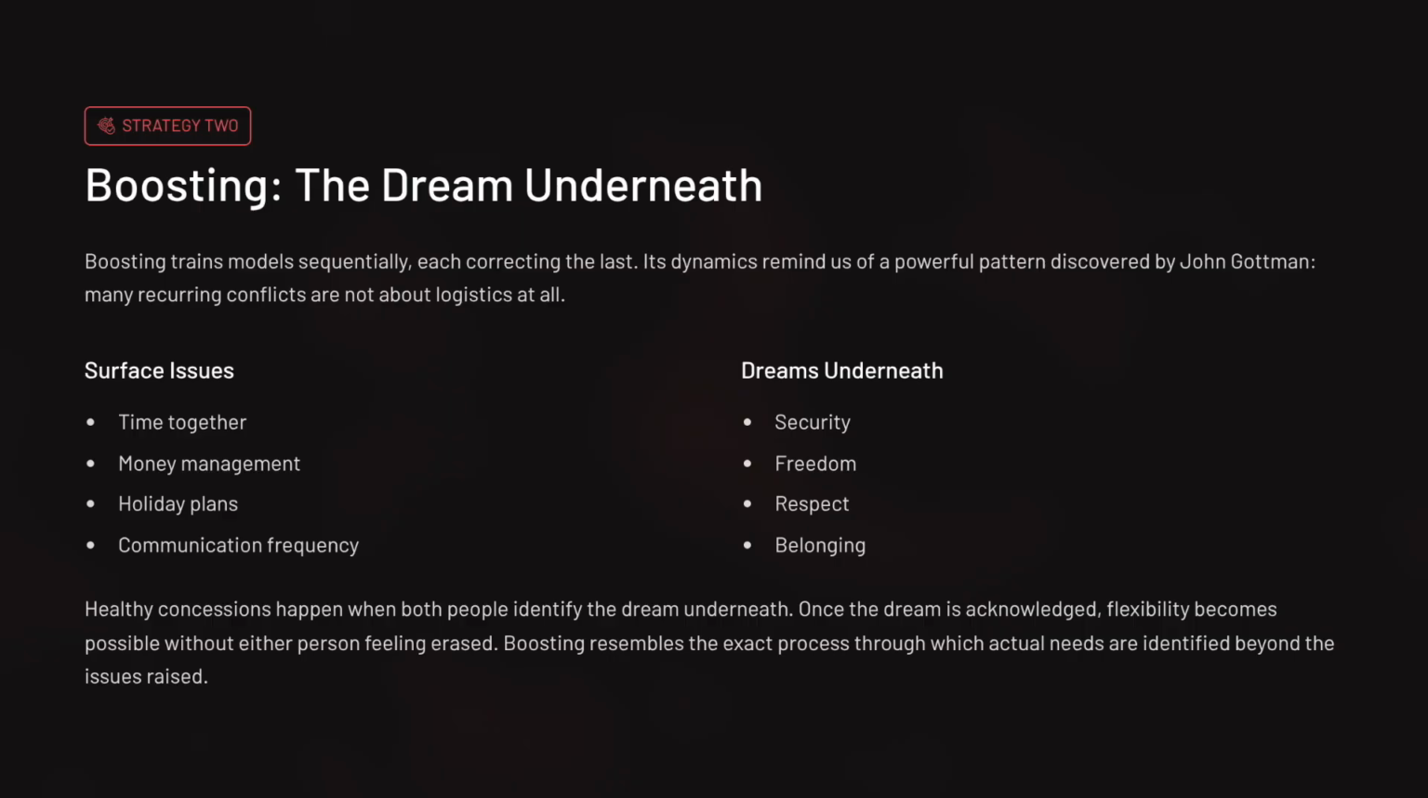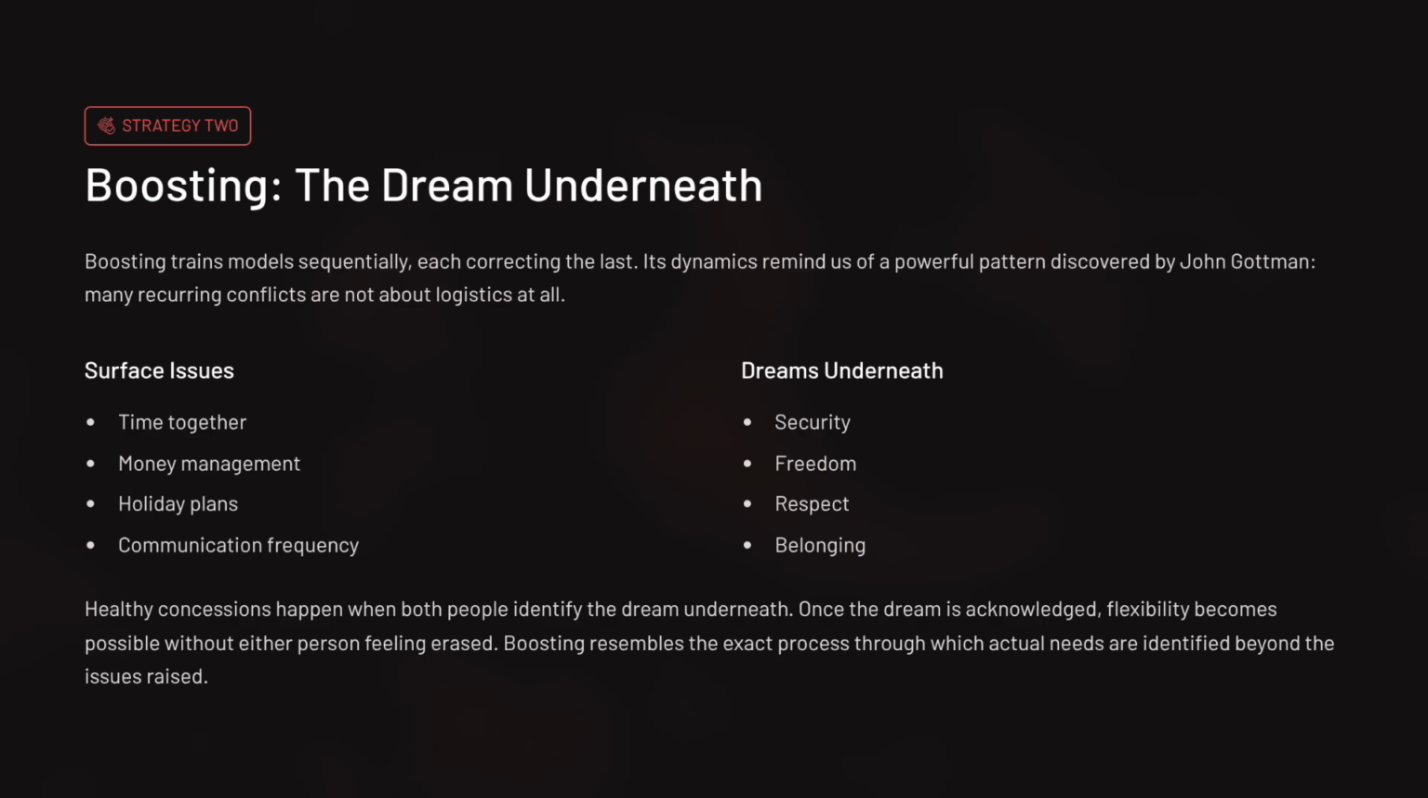Boosting, the dream underneath. Boosting implies training models sequentially, each correcting the last. Its dynamics remind us of a powerful pattern discovered by John Gottman. Many recurring conflicts are not about logistics, they are about symbolic meaning. So, one partner arguing about time, money, holidays, or communication frequency is often actually protecting security, freedom, respect, or belonging. Healthy concessions happen when both people identify the dream underneath. Once the dream is acknowledged, flexibility becomes possible without either person feeling erased.